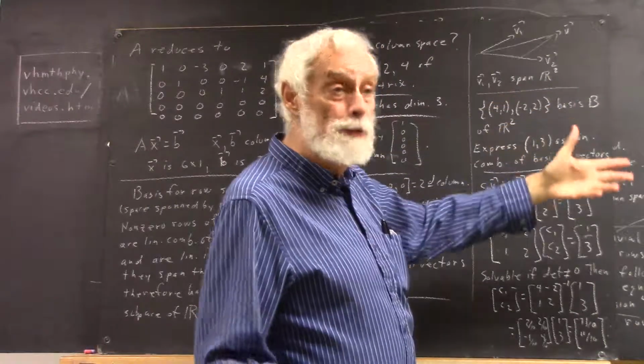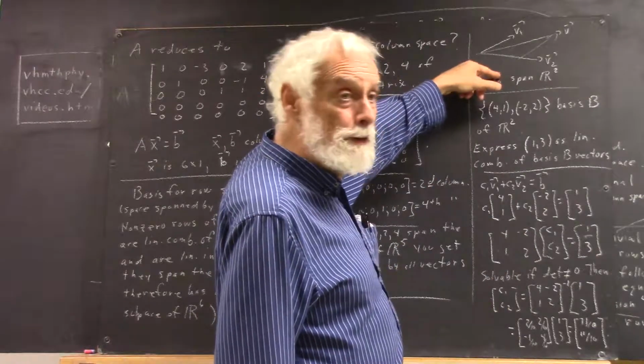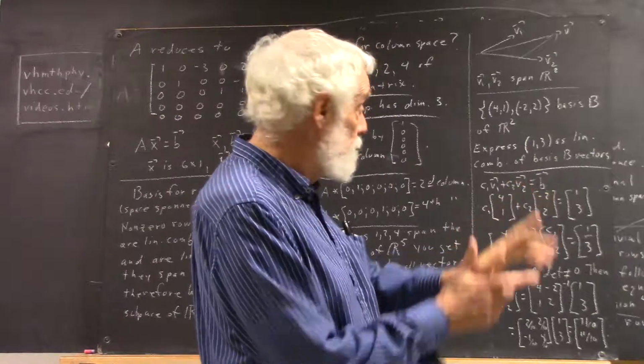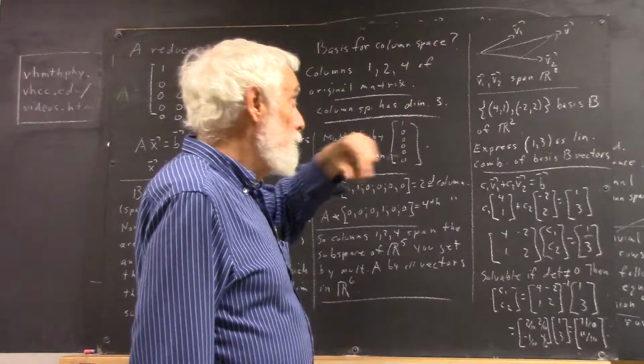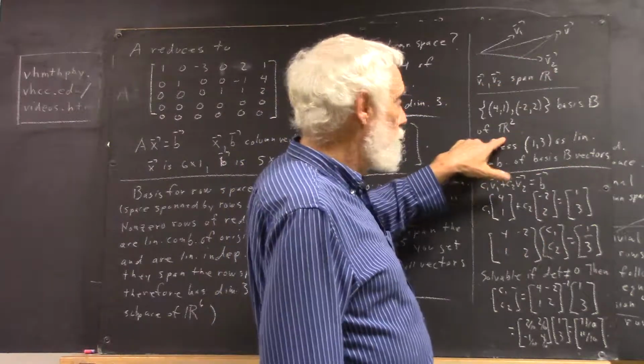And they form a basis for R2 because they're linearly independent. One vector is not a linear combination of the other. It's not a multiple of the other because they have different directions. That's geometrically. Now, I'm going to assert that these two vectors form a basis of R2, and I'm going to call that basis B.